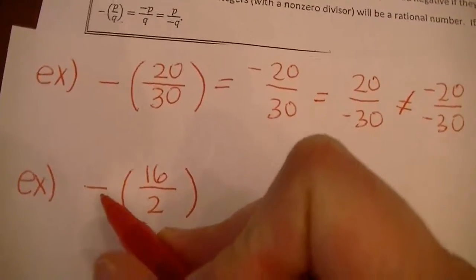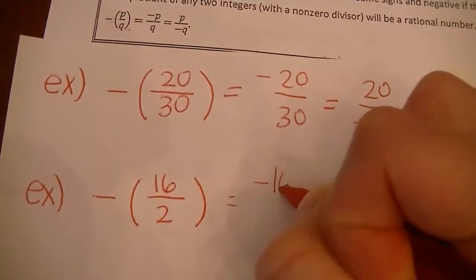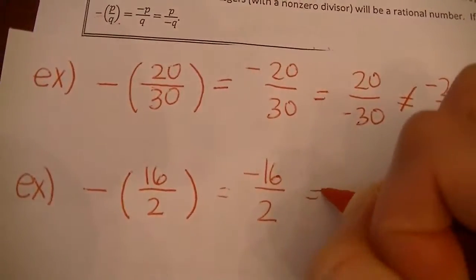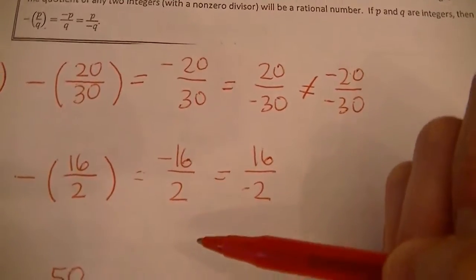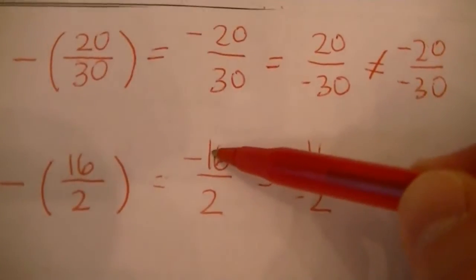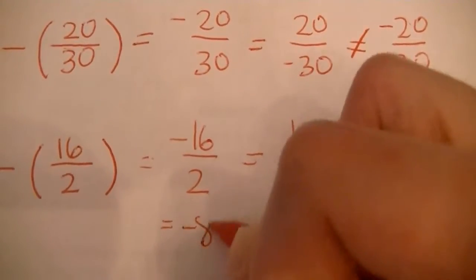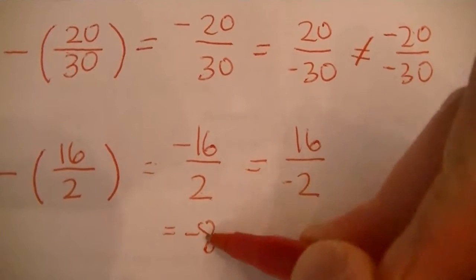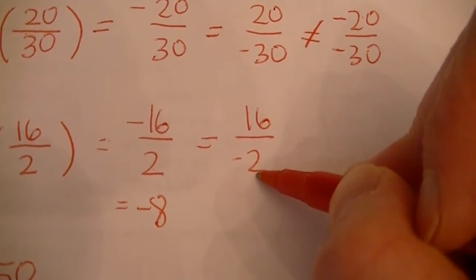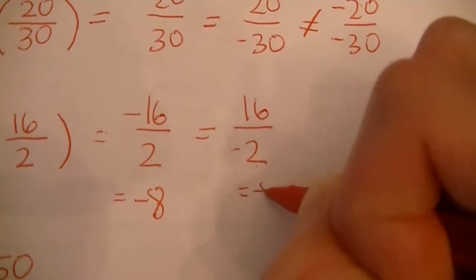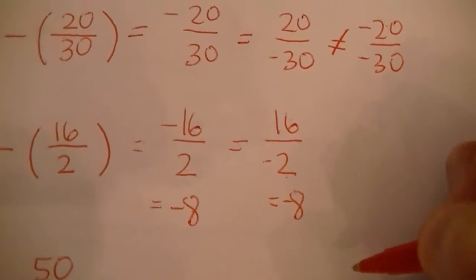So let's try another one right here. You see how we have a negative just right in the middle? You can pick either one. You can make it a negative 16 over a positive 2. You can make it a positive 16 over a negative 2. What helps here is knowing this. Look, negative 16 divided by a positive 2, that's equal to a negative 8, because a negative divided by a positive is a negative. Here, 16 divided by a negative 2 also gives you negative 8, because a positive divided by a negative gives you a negative, okay?